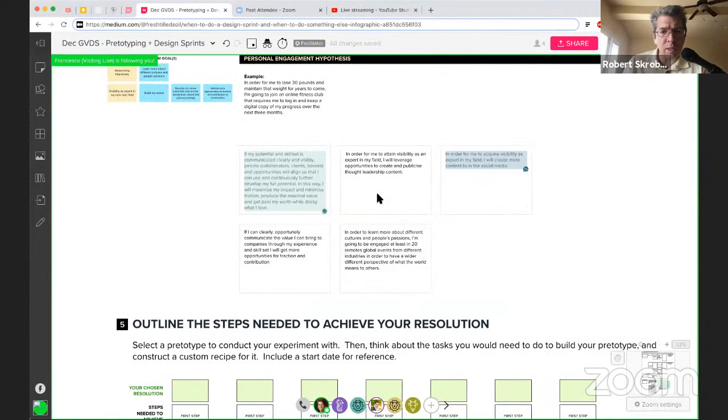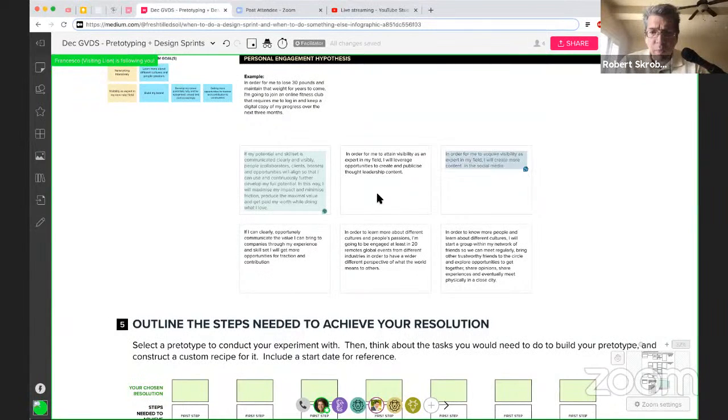One of them that's done says, if I can clearly and opportunely communicate the value I can bring to companies through my experience and skill set, I will get more opportunities for traction and contribution. And another one is, if my potential and skill set is communicated clearly and visibly, people, collaborators, clients, bosses, and opportunities will align so that I can use and continuously further develop my full potential. In this way, I will maximize my impact and minimize friction, reduce the maximal value, and get paid my worth while doing what I love. That works.